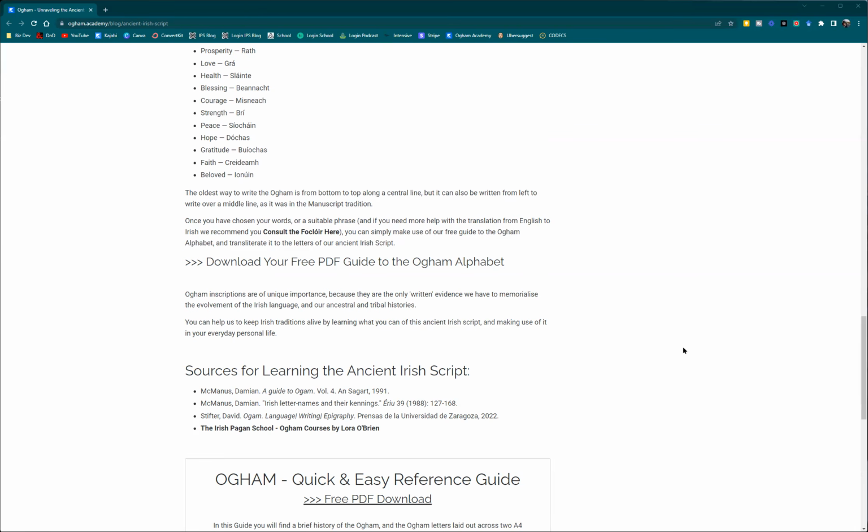Ogham inscriptions are of unique importance because they are the only written evidence we have to memorialize the evolvement of the Irish language in its very early stages and our ancestral and tribal histories. You can help us keep Irish traditions alive by learning what you can of this ancient Irish script and making use of it in your everyday personal life.